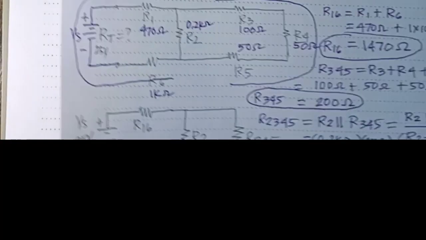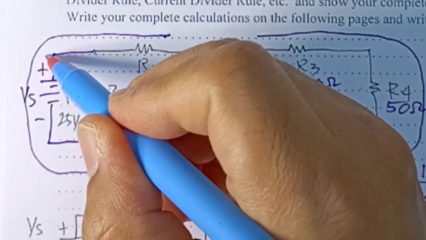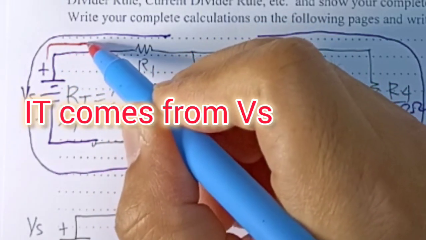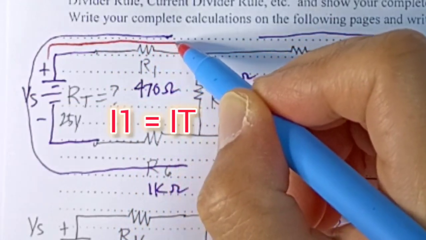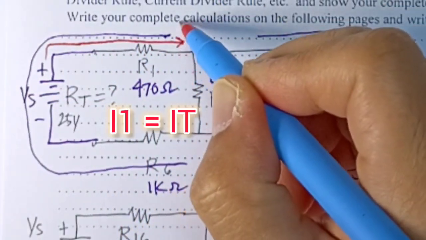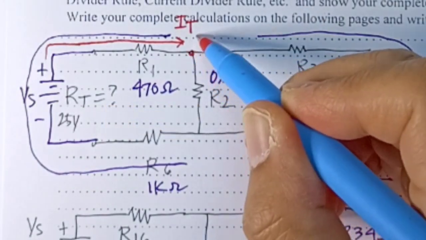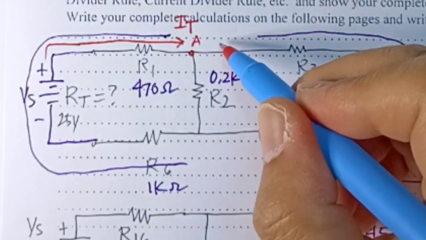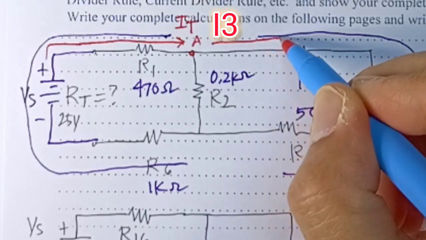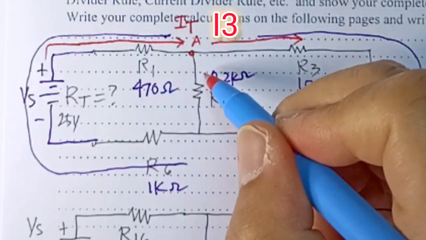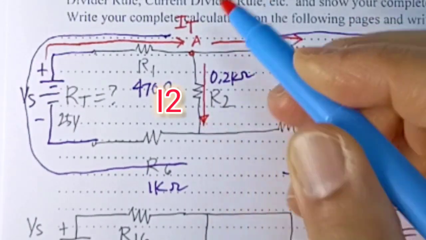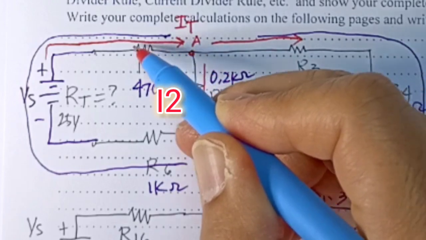Now, going back to our solution over here, you can see that there's a current coming from the voltage source that will pass through the R1. Now, this current is called IT, right? And then at this point, letter A, it will be split into two, or divided into two. One current will go this way, and another current will go this way. Therefore, up to this point, this is the total current.